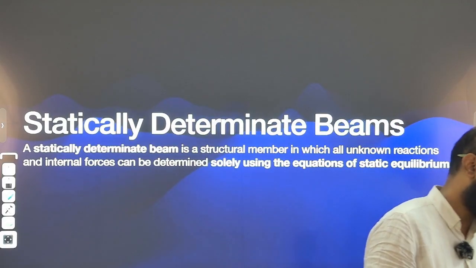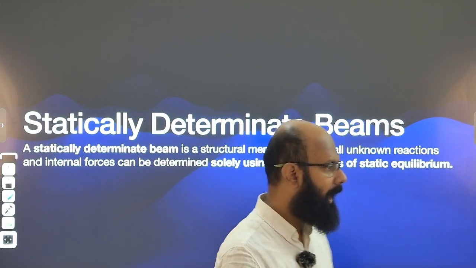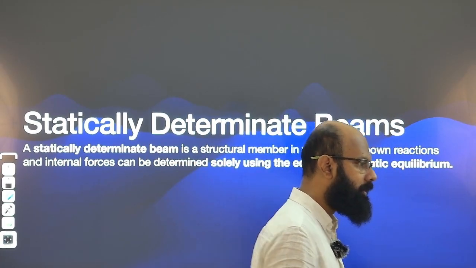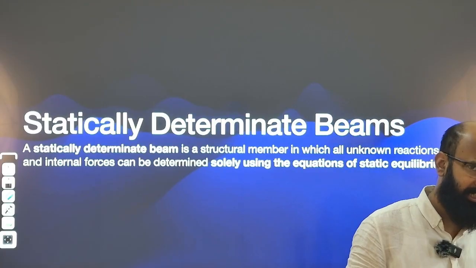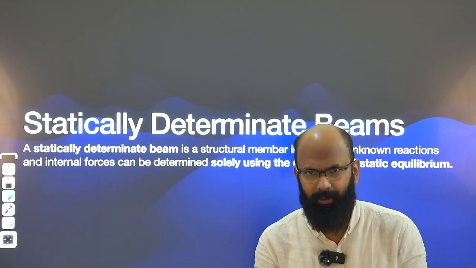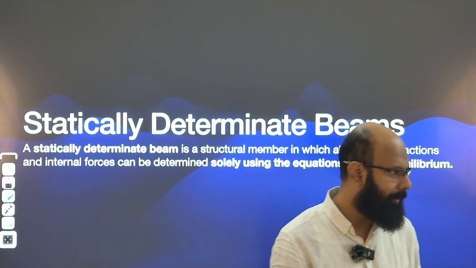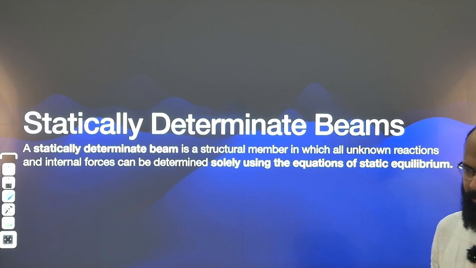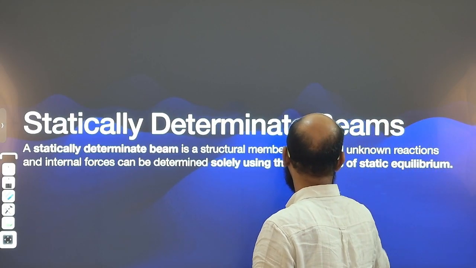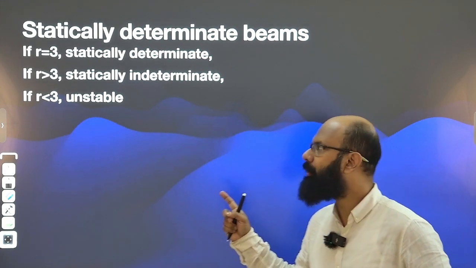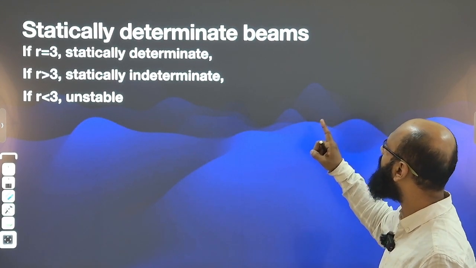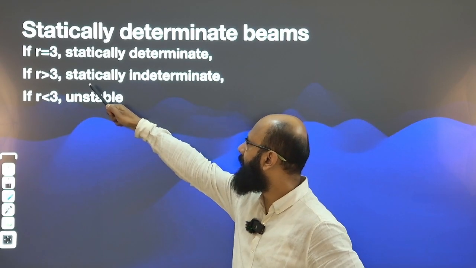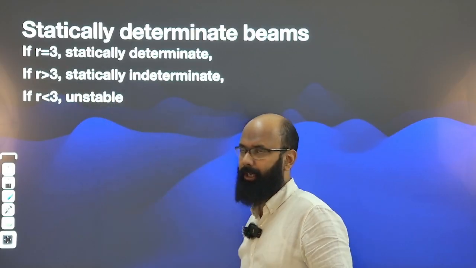A statically determinate beam or structure is a structural member in which all the unknown reactions and internal forces, like shear force and bending moments, can be determined using the equations of static equilibrium as I have shown to you. So next, I have already told you that beams will be statically determinate when the number of reactions is exactly equal to 3.